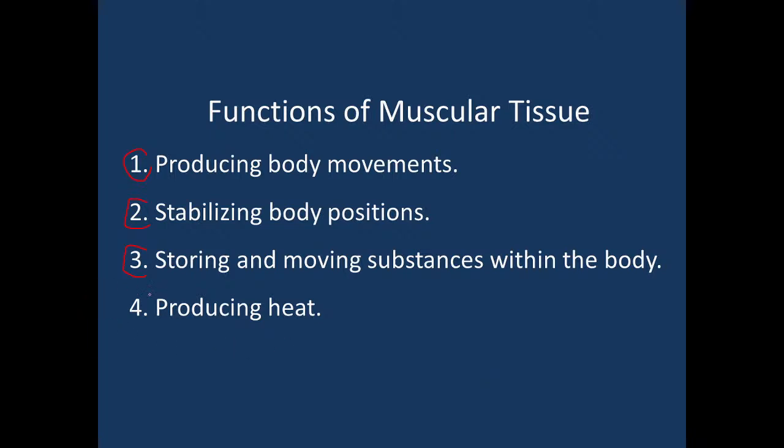The fourth function is producing heat. As muscular tissue contracts, it also produces heat, a process called thermogenesis. Much of the heat released by muscles is used to maintain a normal body temperature. Involuntary contraction of skeletal muscles, known as shivering, can dramatically increase the rate of heat production. So sometimes when we feel cold, we start to move, and it produces heat.